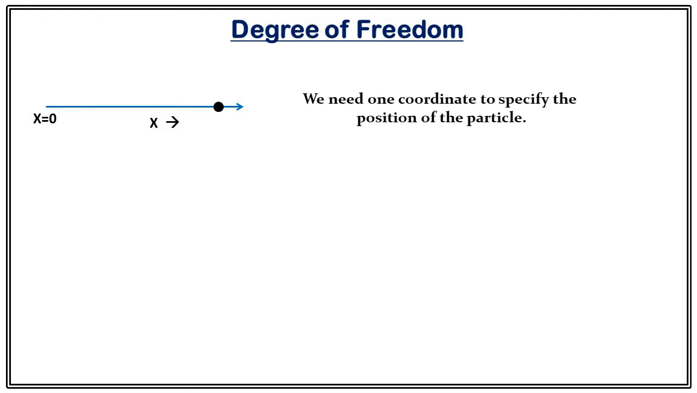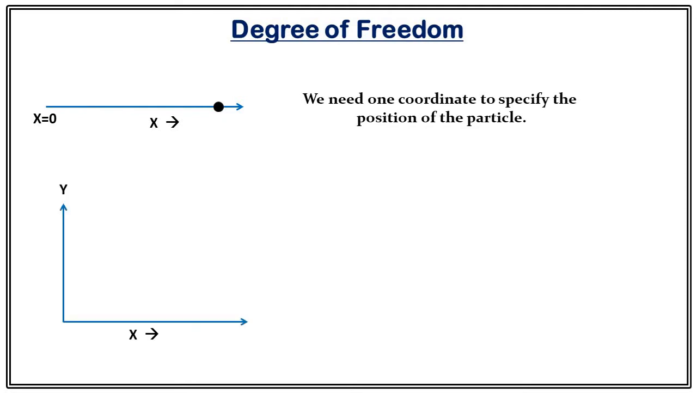Okay. What is degree of freedom? Let's understand the concept of degree of freedom. Let's see, I have a straight line along the x-axis. Now there is a particle moving in this straight line. There is a question for you. How many coordinates do we need to specify the position of this particle? And your answer will be 1. So we need one coordinate to specify the position of the particle.